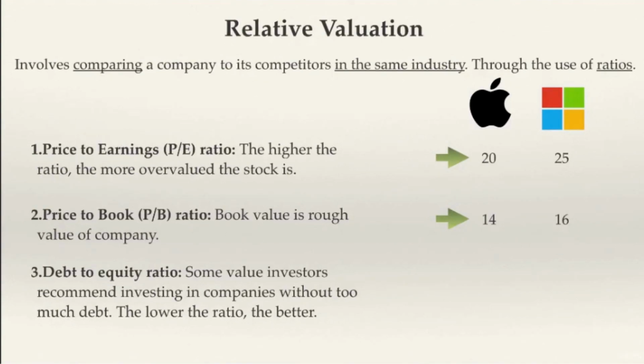The debt to equity ratio looks at the amount of debt in relation to a company's shareholders' equity, which, if you remember, is calculated by subtracting liabilities from assets, and is the net worth of a company. The lower the ratio, the better. If Apple has a debt-to-equity ratio of 0.31 and Microsoft is at 0.33, then Apple is more attractive as it carries less debt.